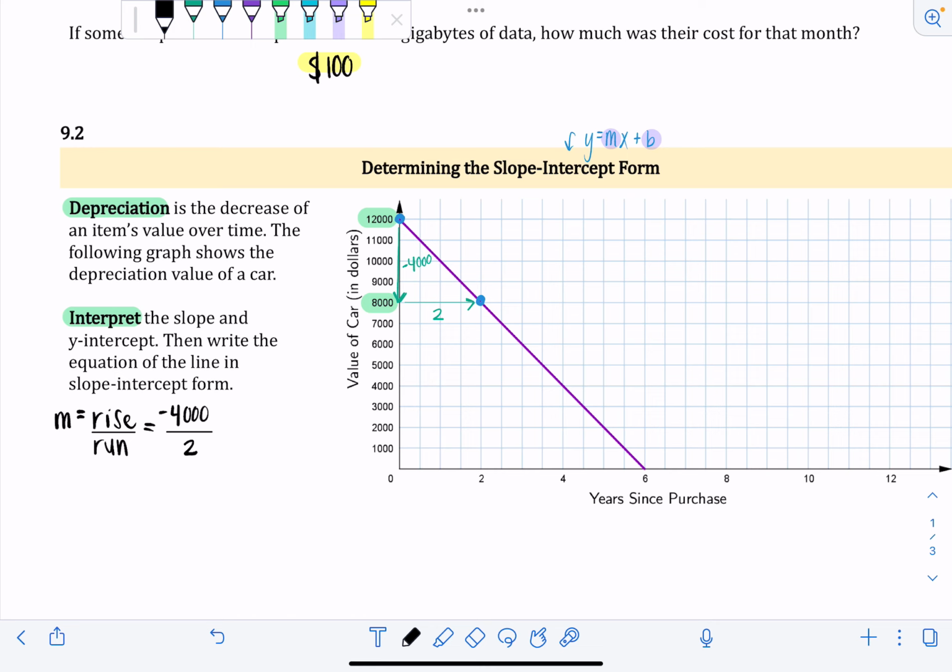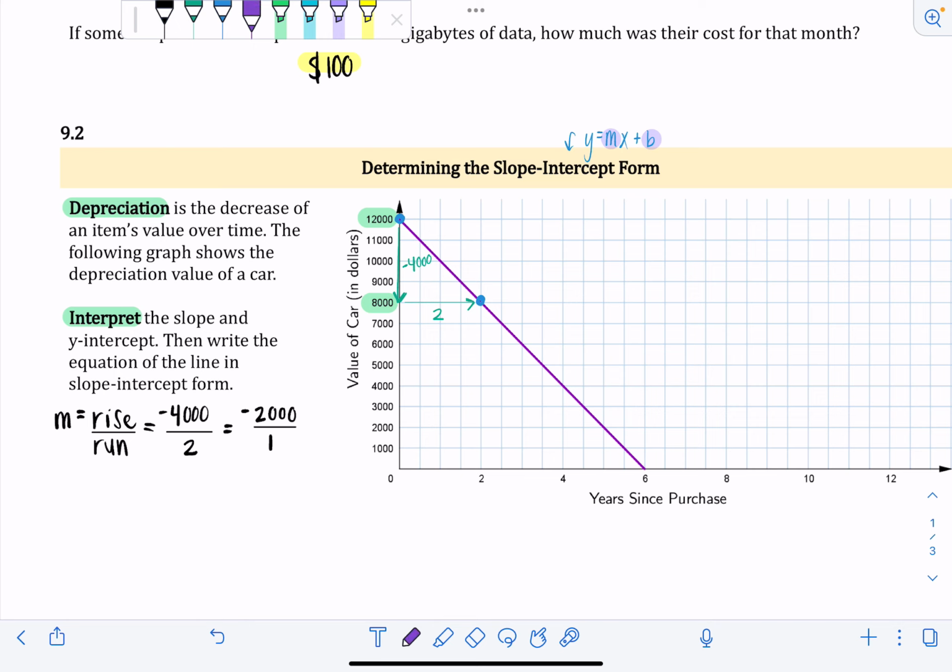And notice that I went to the right, so it's a positive 2, but still naturally I'm going to end up with a negative slope. So if I simplify this, negative 4,000 over 2 is going to become negative 2,000, or I can write it as negative 2,000 over 1. I'm going to do that just for the interpreting purposes. I want to show you how if you switch your starting point, you may end up with not a different answer, but a slightly different middle step.